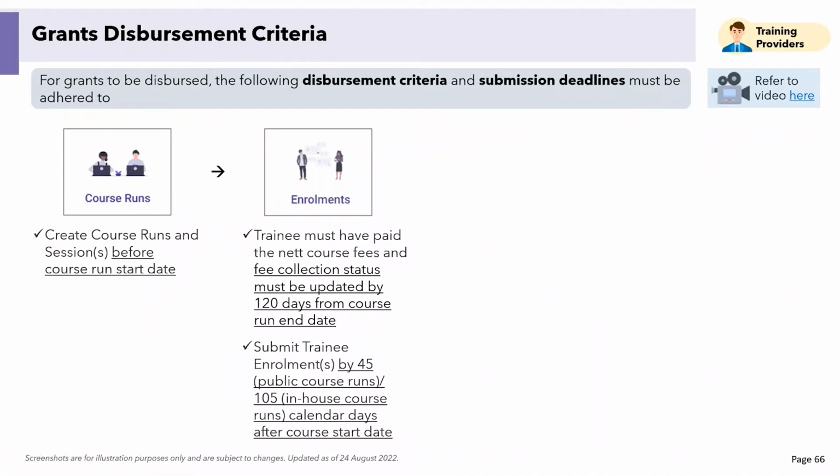On top of submitting the enrollment before the deadline, the TPs also need to ensure that they update the enrollment fee collection status to fully paid, and this must be done within 120 days from the course run end date. So this is tied to the end date. They must do it within the 120 days, which is about 4 months or so.